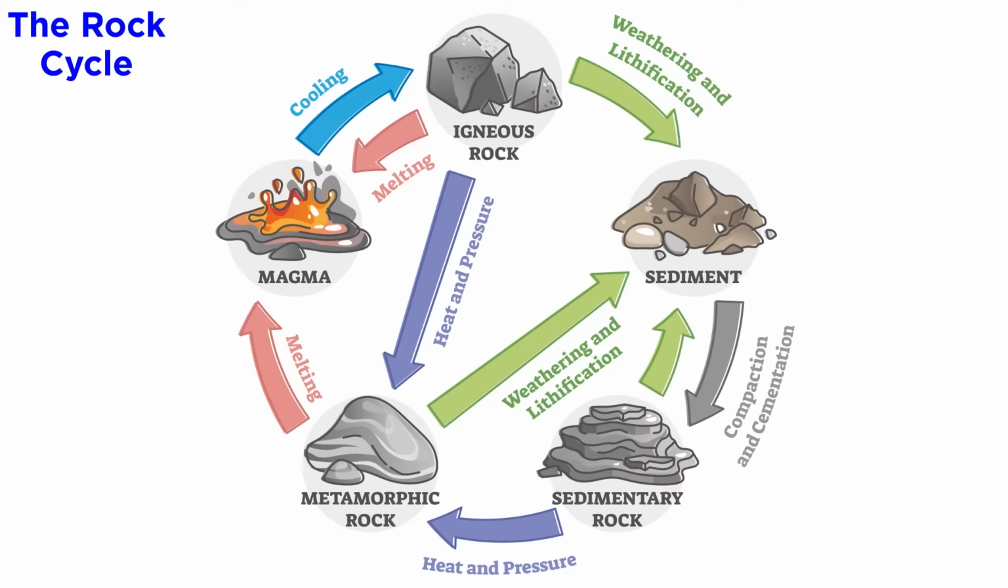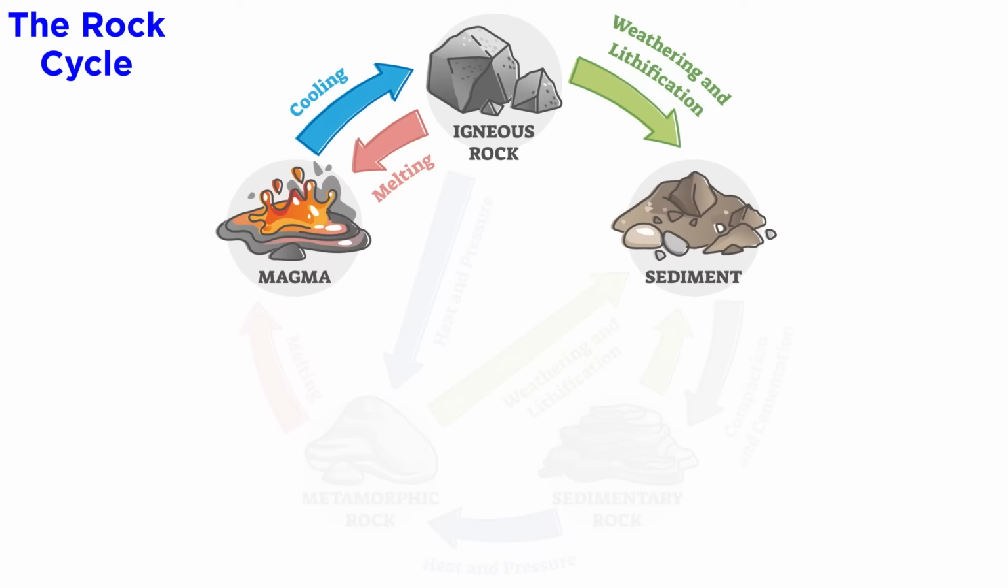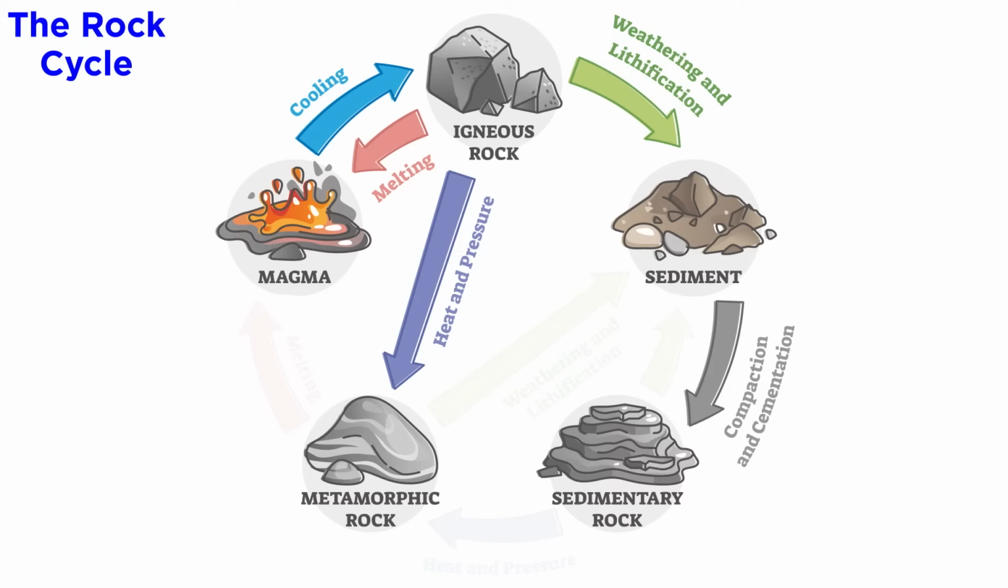We can look at an image like this to summarize all of the possibilities within the rock cycle at once. We start with magma, which cools to form igneous rock. This could melt to form magma again, or it could experience weathering and erosion to form sediments, which can compact and cement to form sedimentary rock. Igneous rock can also experience high heat and pressure to form metamorphic rock. Sedimentary rocks can do the same thing if they are also subjected to such high heats and pressures.